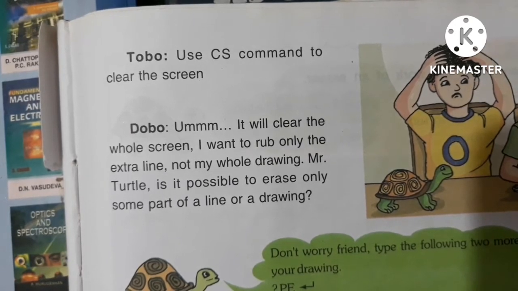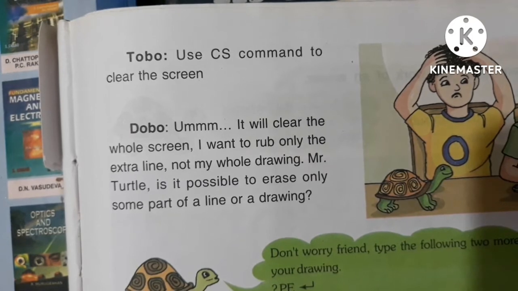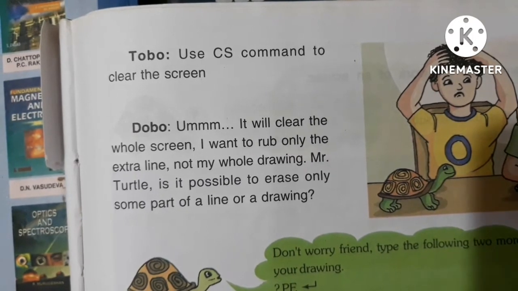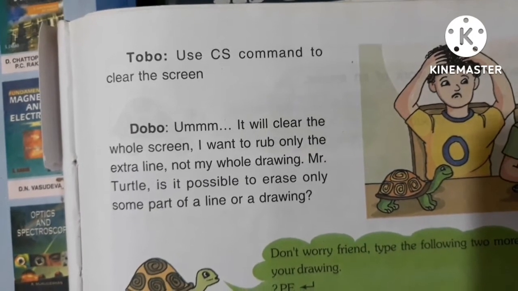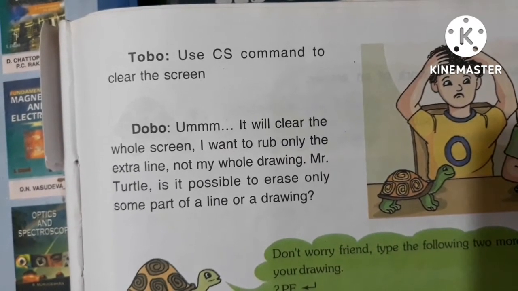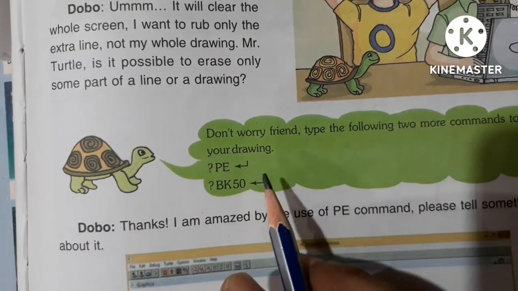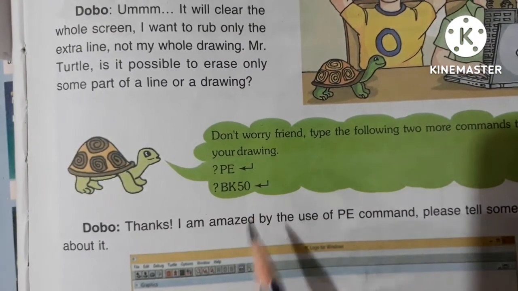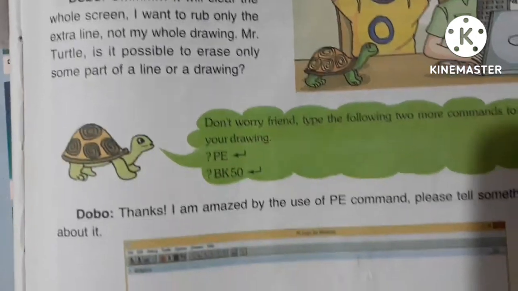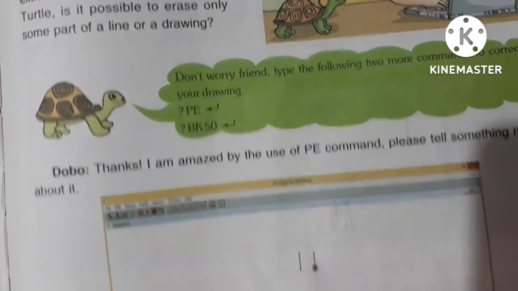I want to rub only the extra line, not my whole drawing. Mr. Turtle, is it possible to erase only some part of a line or a drawing? Don't worry, friend. Type the following 2 more commands to correct your drawing: PE, BK 50. Thanks. I am amazed by the use of the PE command. Please tell something more about it.